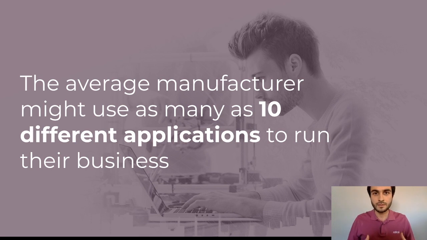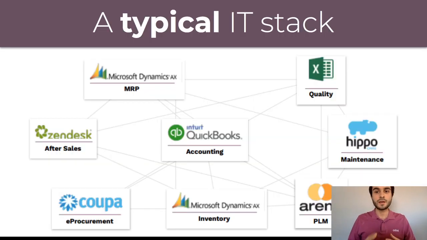So actually what we see when we look at how manufacturing companies are operating today, based on our research, we see that the average manufacturer might use as many as 10 different applications to run their business. What it might look like is something like this. So you would have various systems in place to manage various aspects of your manufacturing operations. You might have, let's say, Microsoft Dynamics to manage the MRP and the inventory. You might have some Excel spreadsheets for quality management. You might do your maintenance in Hippo, which might be linked to an accounting in QuickBooks, and so on and so on.